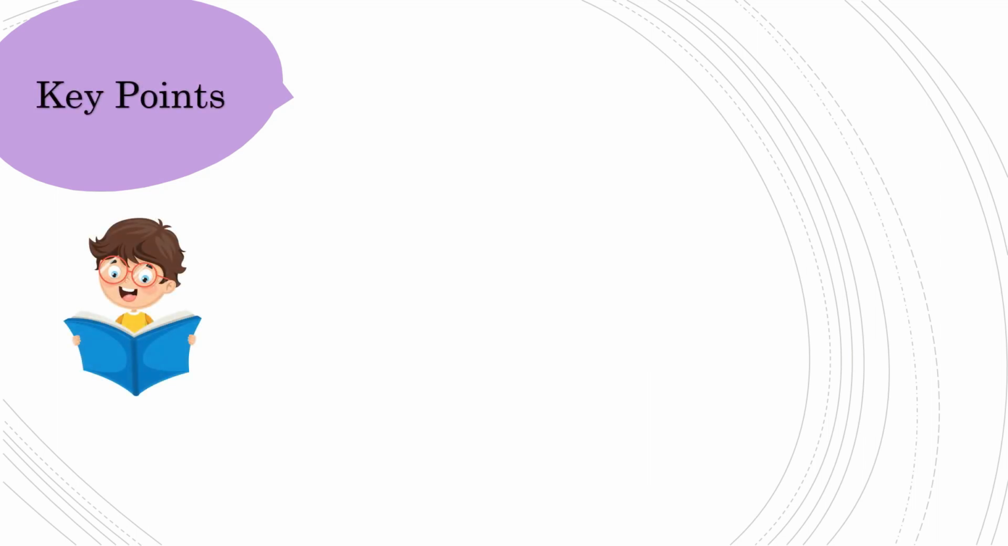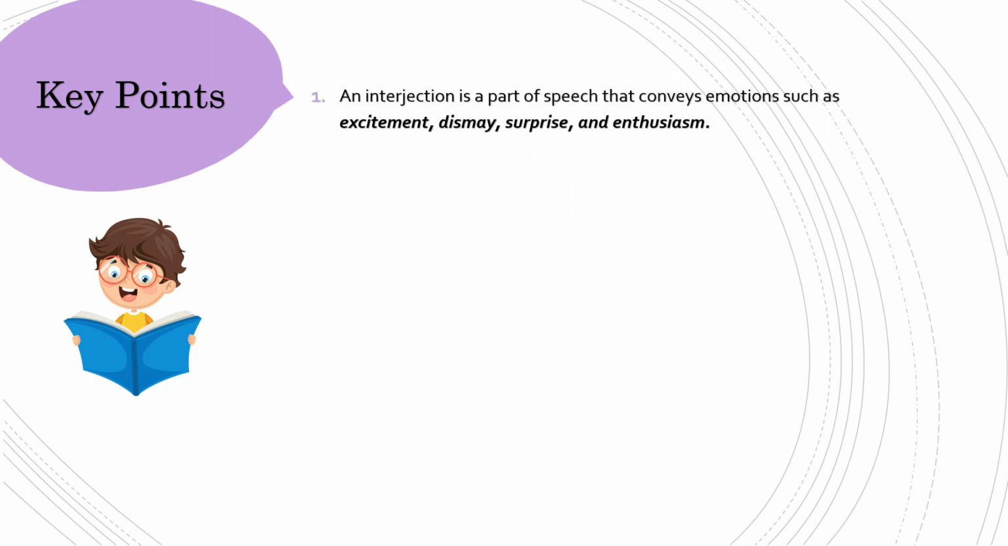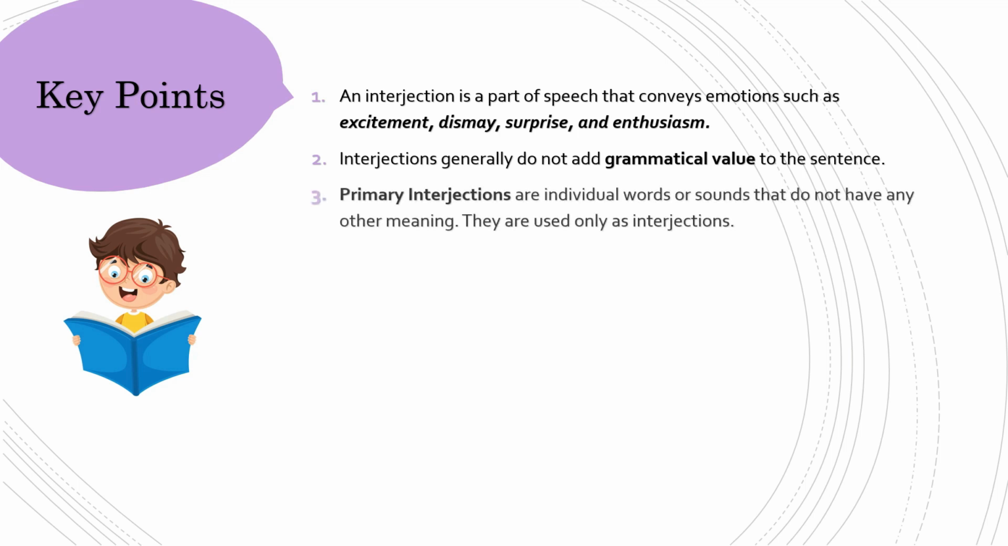Key points. An interjection is a part of speech that conveys emotions such as excitement, dismay, surprise, and enthusiasm. Interjections generally do not add grammatical value to the sentence. Primary interjections are individual words or sounds that do not have any other meaning. They are used only as interjections.